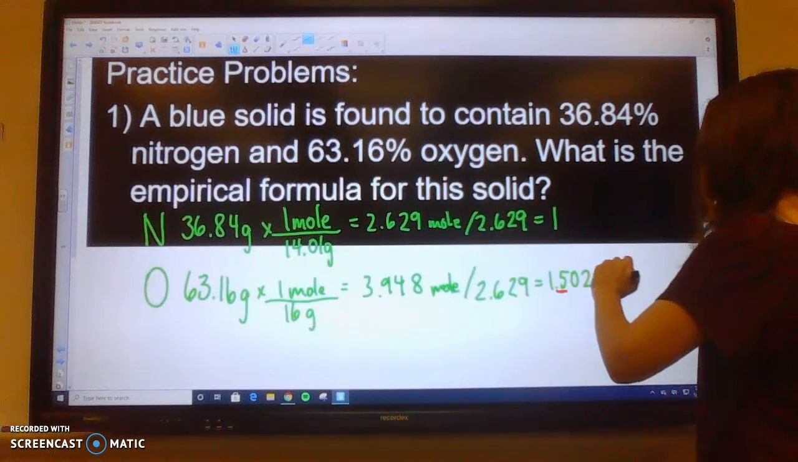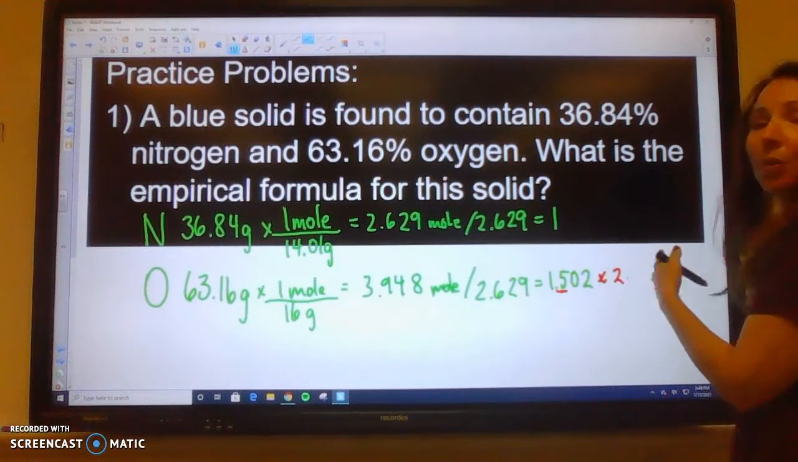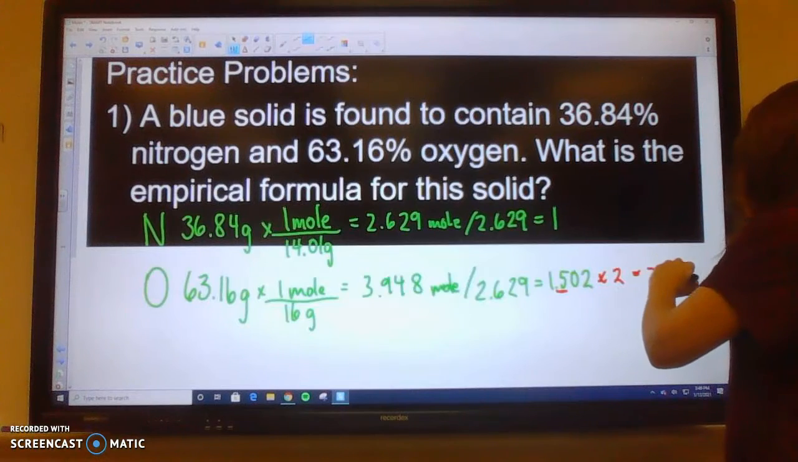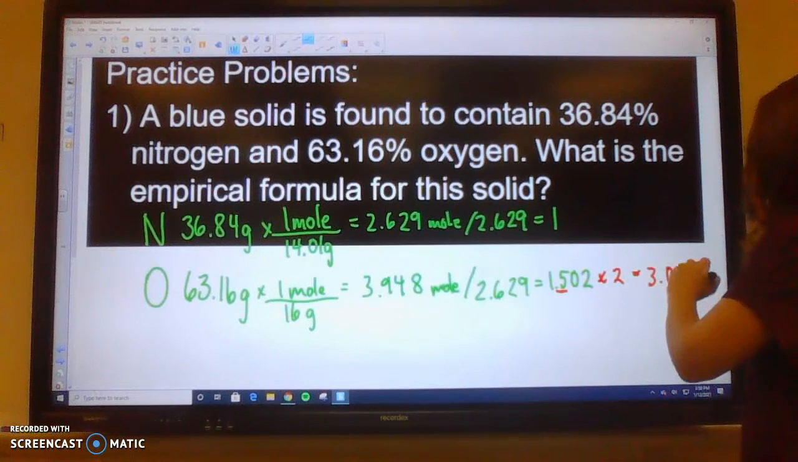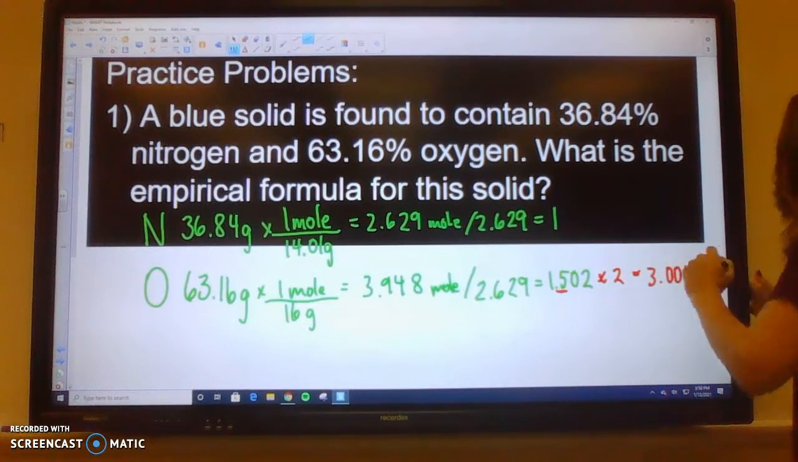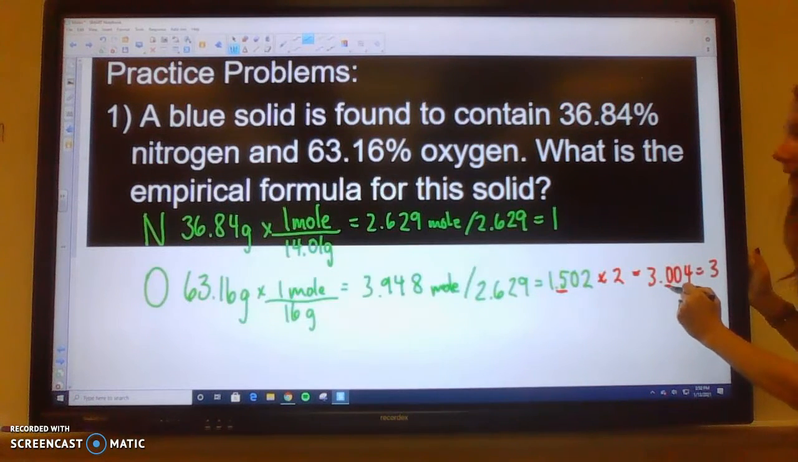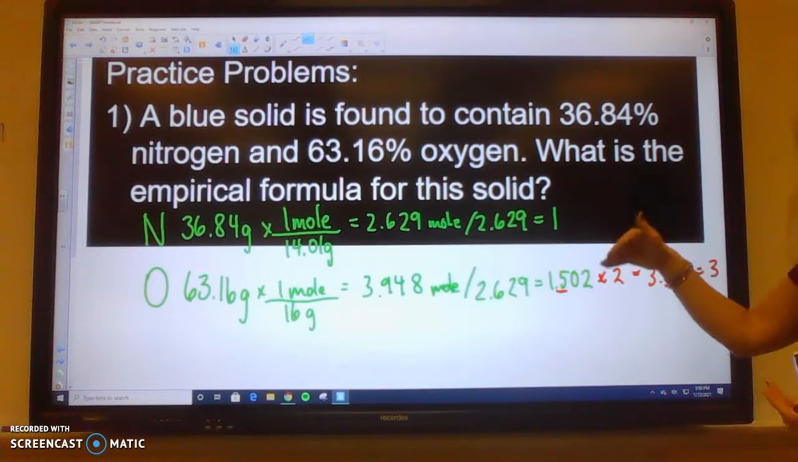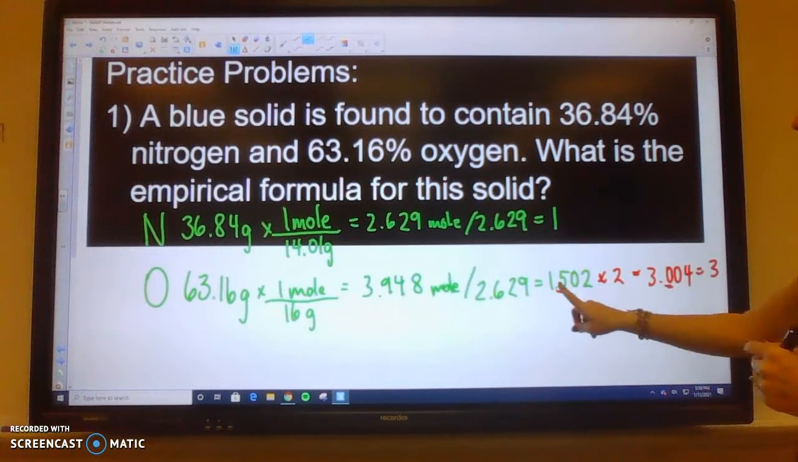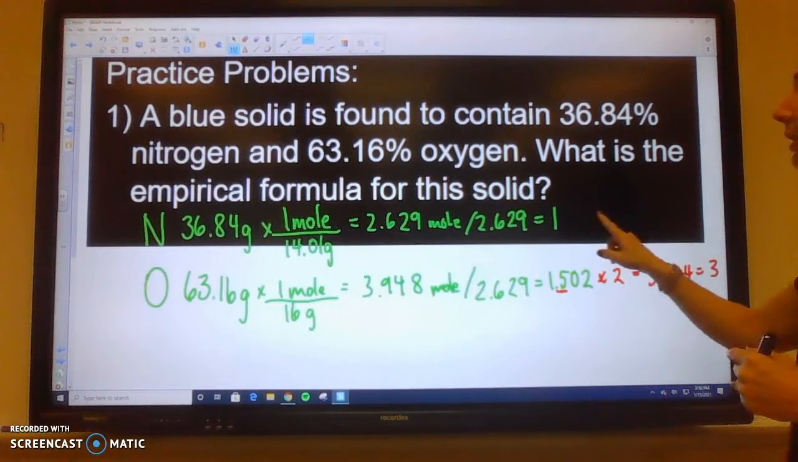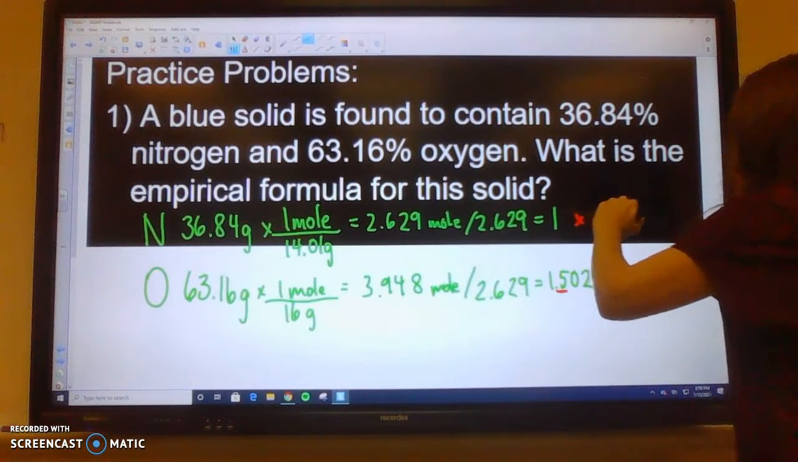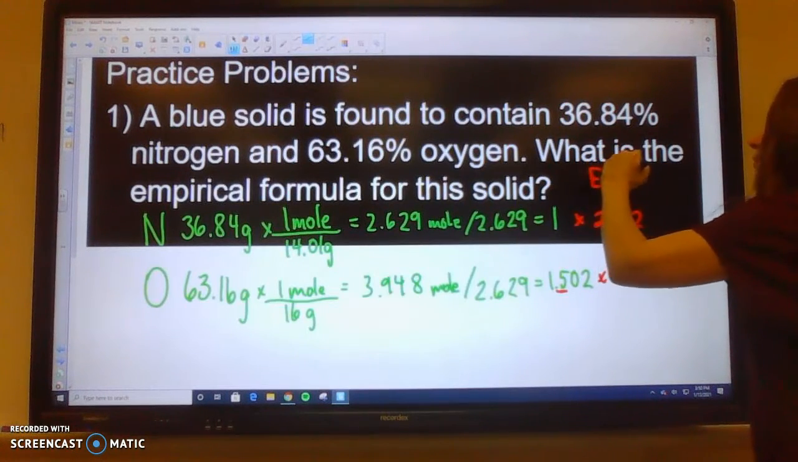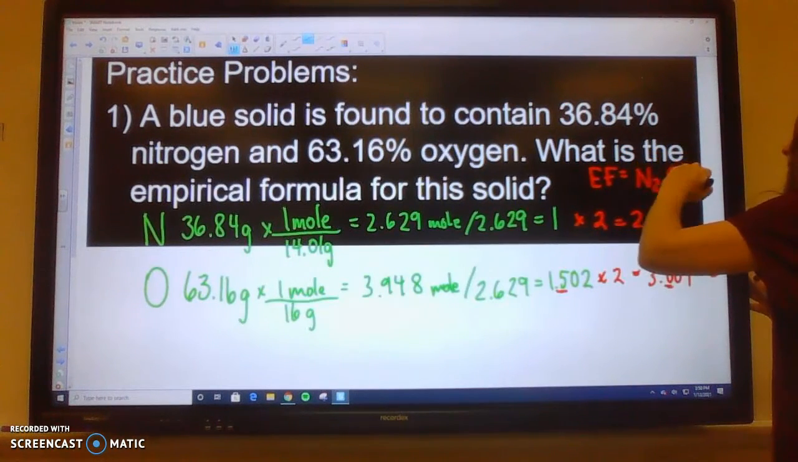So let's try to multiply it times 2. Now if this doesn't work, we'll back up and we'll try to multiply times 3. Multiplying this times 2 gives us 3.004, okay, which becomes a 3, because that first decimal place, the tenth spot, is making this within a tenth of being a whole number. So these two have to stay in proportion. Since we multiplied this oxygen number by 2, we have to do the same thing with the top. And that makes our empirical formula equal to N2O3.